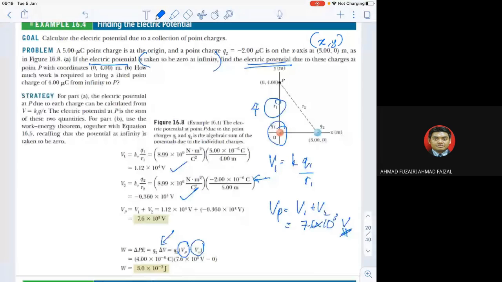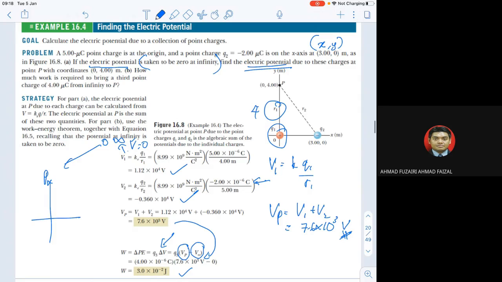to bring the third charge. Okay, so let's say this is your point P, and it brings another charge from infinity. Remember, when I talk about infinity, the electric potential at infinity will always be 0. So the value from the previous part A minus 0, times Q, 4 times 10 to the power of -6, we get 3 times 10 to the power of -2 joule.